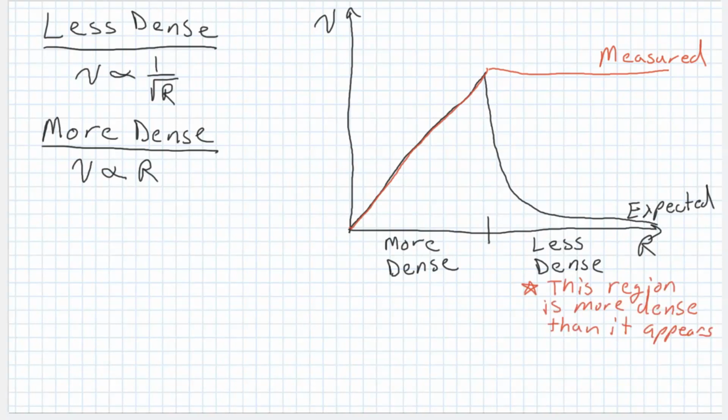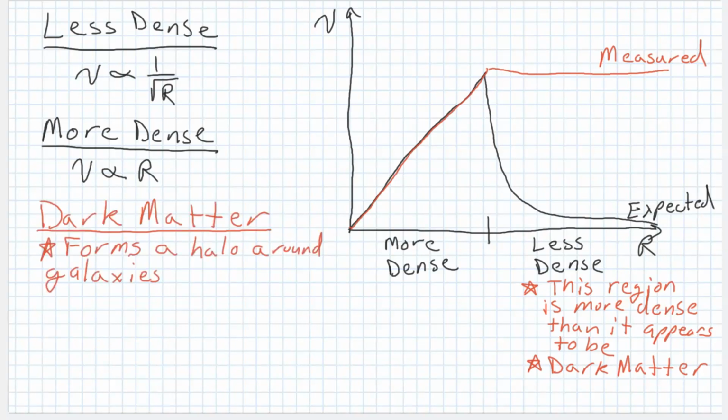So one way to explain this is that the less dense part of our galaxy is more dense than it appears. So there's more matter in the less dense part of our galaxy than we think there is. And this extra matter that we didn't see in this less dense part of the galaxy is what we've come to call dark matter. So what is dark matter?